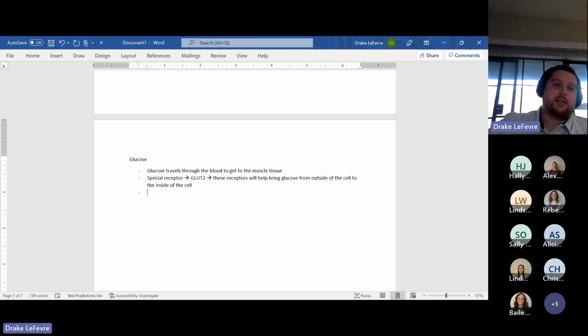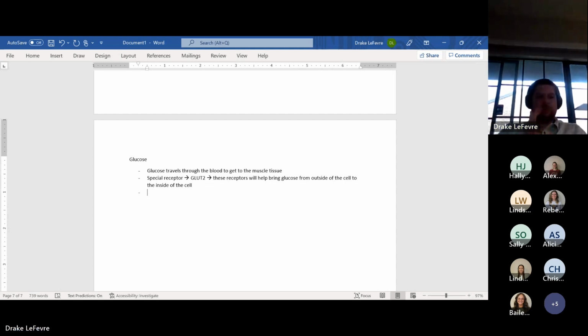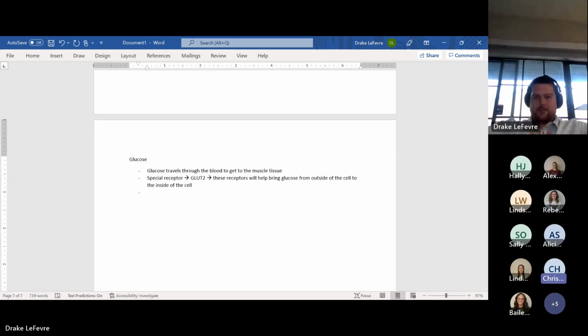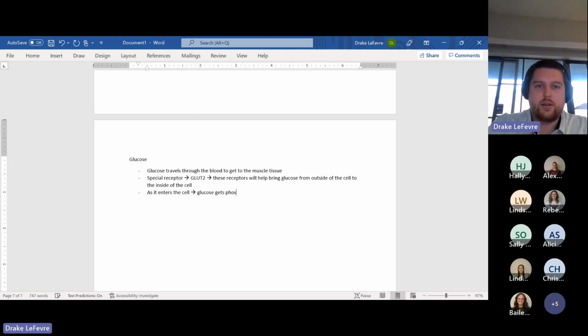And actually, in the process of bringing the glucose from the outside of the cell into the cell, something happens to the glucose. Who remembers what happens to the glucose? It gains a phosphate. Yep, it gets phosphorylated. It gains one. So as it enters the cell, glucose gets phosphorylated. In the process of glycolysis, we already talked about that a little bit. So when glucose gets phosphorylated, what's the enzyme that phosphorylates our original basic glucose?